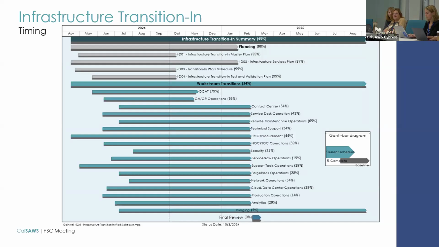If we were having any kind of issue, you would see that with a bar on the top that was longer than the gray bar, or if we're ahead of schedule, it will be shorter than the gray bar. The number after it, like OCAT, where it says 79%, indicates that we are 79% through the work effort that we anticipate. So yeah, that was a lot of data, but we wanted to give you a quick snapshot of how we've organized the work and what the timelines look like.